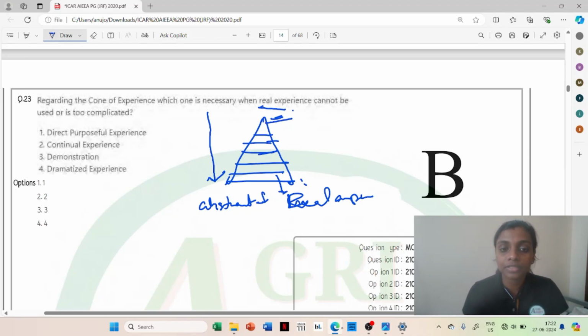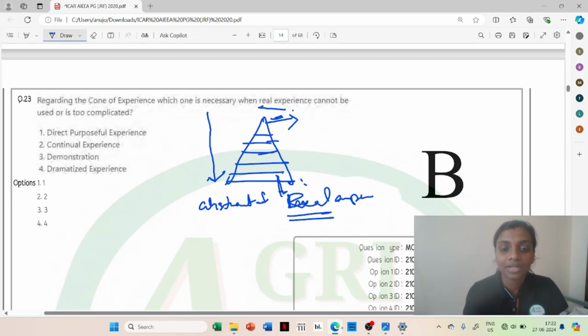At the top it will be verbal symbols, like reading or listening. At that time only a small percentage of the information will be retained in your brain. But the last step is doing the real thing, the real experience. Once you do the thing, or go to the field and do it, that will be the maximum memory that can be kept.